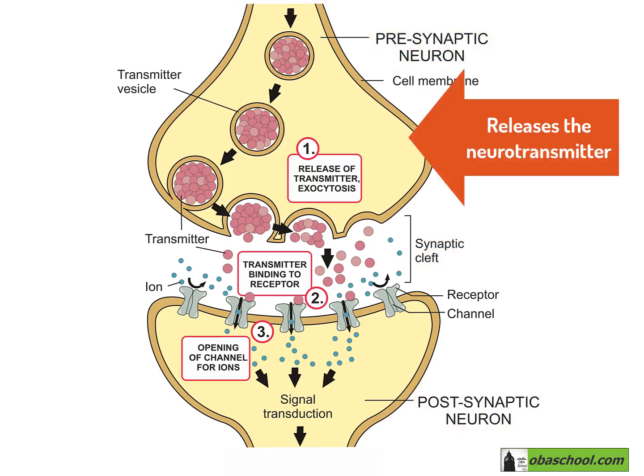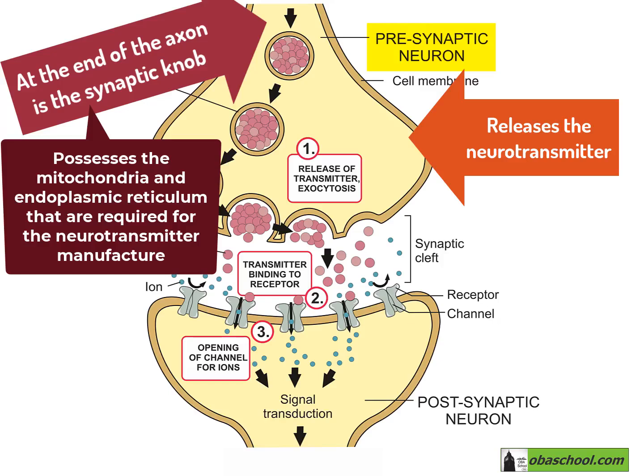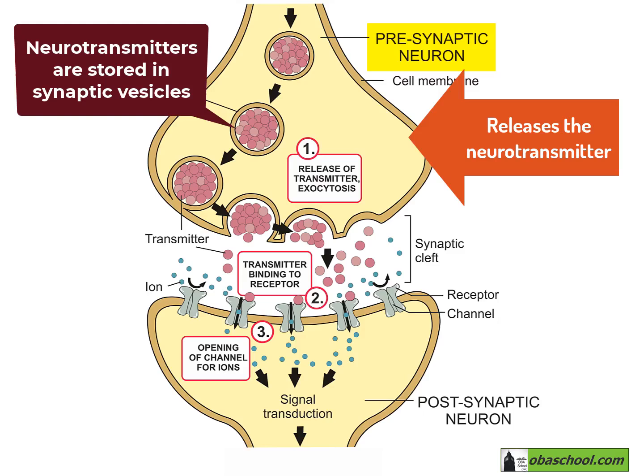The neuron that releases the neurotransmitter is called the presynaptic neuron. At the end of the axon of this neuron, there is a special part known as the synaptic knob. This possesses many mitochondria and large amounts of endoplasmic reticulum, which are required in the manufacture of the neurotransmitter that takes place in the axon. Then they are stored in special vesicles known as the synaptic vesicles.